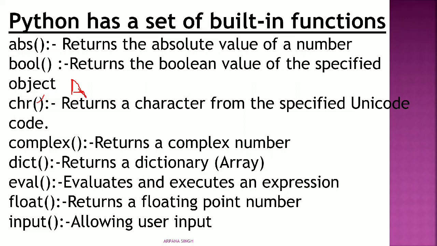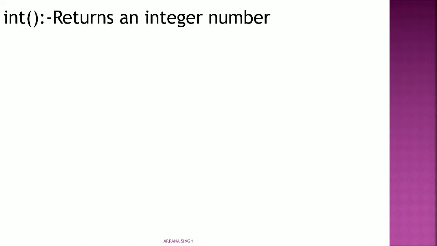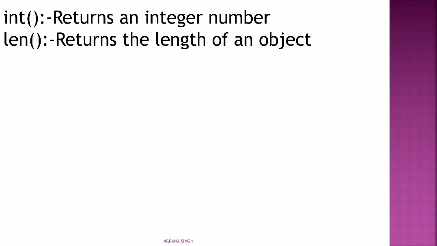Input is used to input any data by the user. Int returns the integer number. Like if you write int 5.25, it will return 5. Len returns the length of the object. You can use len to find the length of a string or tuple or list. List returns the list. Suppose within list you pass a tuple, that tuple will be converted to a list. You have been using it.